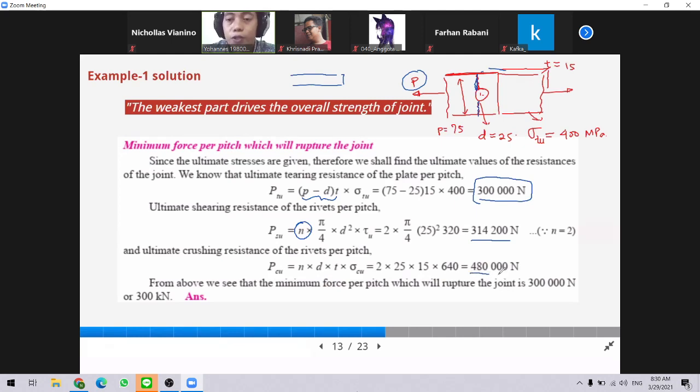And for the crushing load, maximum is 480 kilonewton. So the main point is which one describes the overall strength of the joint, that is the weakest part. So here we have only 300 kilonewton. So this will determine the strength of the joint.